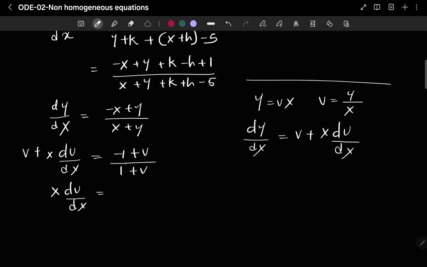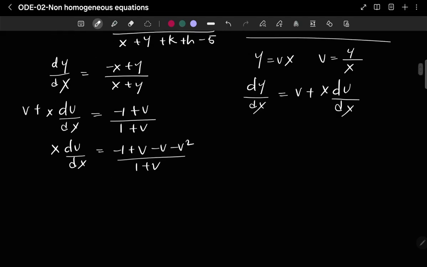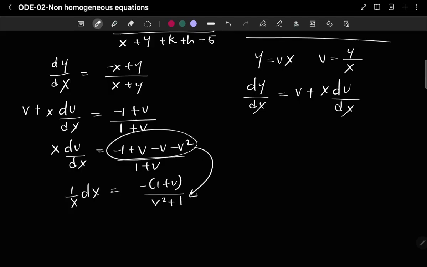By moving this v to the other side, we can get minus 1 plus v minus v squared over 1 plus v. And now by separating the variables, we get 1 over X dX equals minus (1 plus v) over (v squared plus 1) dv. By simplifying this, we get this. So now we can easily take the integral of both sides.